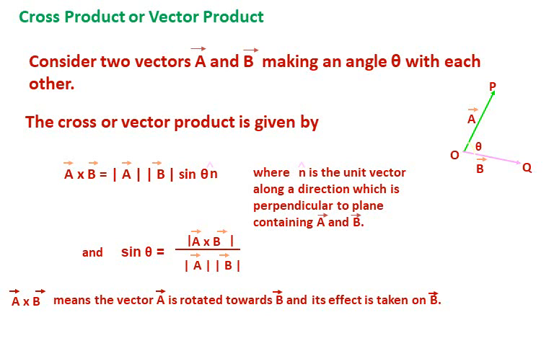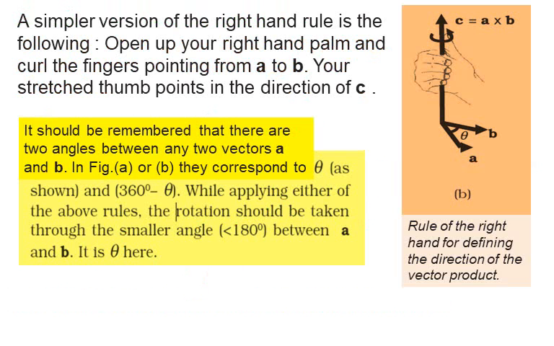Here A vector cross B vector means the vector A is rotated towards B and its effect is taken on vector B. The main point you have to note is that you have to take the smaller angle between the two vectors.